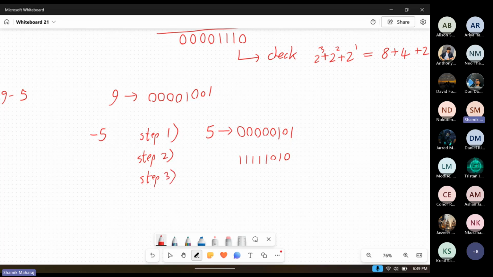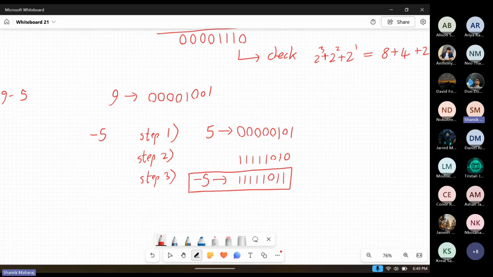Again, we can do this the long method, but I'm going to do it the quick method just to save some time. This will just be a 1. So this is minus 5 in 2's complement binary. Now, why does it do that?